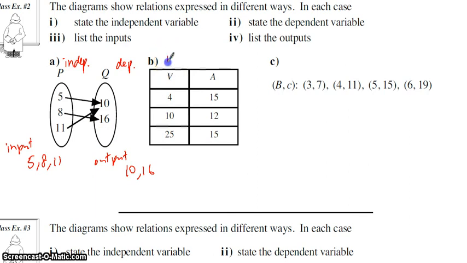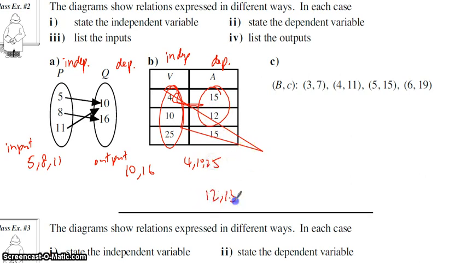Here, V is the independent variable, and A is the dependent variable. The inputs are 4, 10, 25, and the outputs are 12 and 15. Okay, so 4, 10, 25 are the input, the outputs are 12, 15. You don't need to write 15 two times.